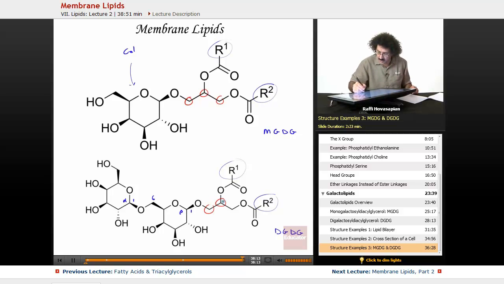1, 2, 3. Ester linkage, direct linkage, glycosidic bond, O-linked. Ester linkage, O-linked, glycosidic bond directly to a sugar. So notice there's no phosphate in these galactolipids. That's all.